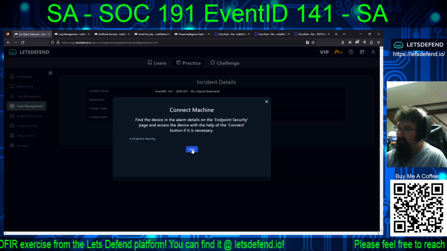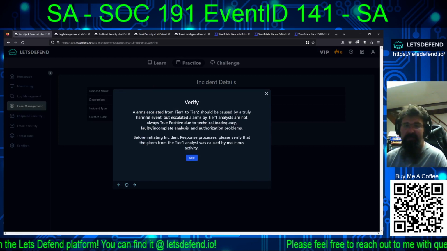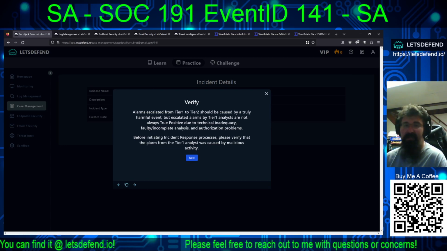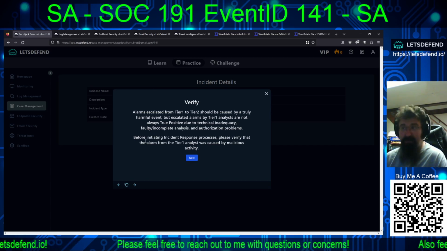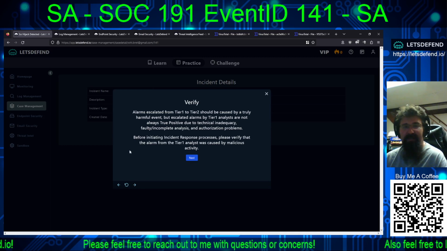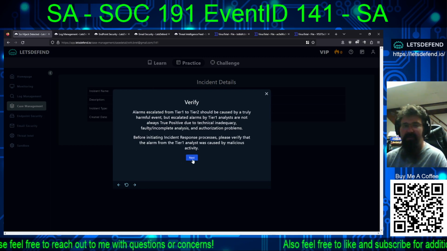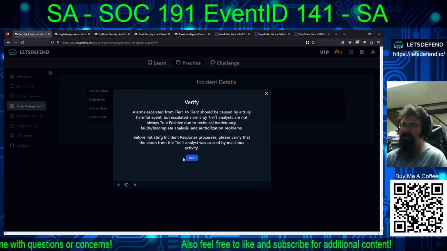Connect the machine, to which we did. Verify that the alarms escalated from Tier 1 to Tier 2 should be caused by a truly harmful event, but escalated alarms by Tier 1 analysts are not always true positive due to technical inadequacy, faulty, incomplete analysis, and authorization problems. This is true. For initiating the incident response process, please verify that the alarm from the Tier 1 analyst was caused by malicious activity. Though I'm fairly certain this is a SOC analyst path exercise as opposed to the incident responder.